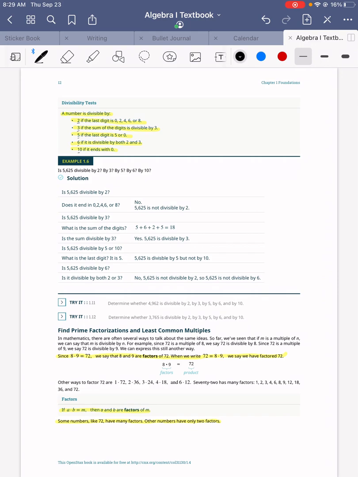But I am going to teach you the 4 rule and the 9 rule. The 9 is my personal favorite. It is so cool. Okay, but let's look at what they've got here.